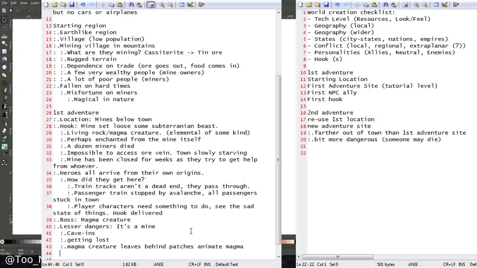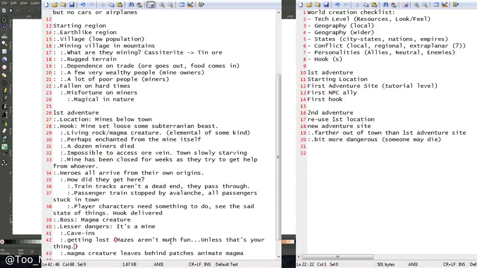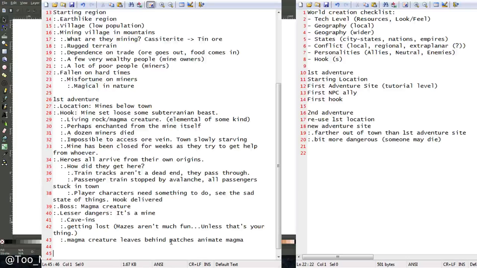Player characters are usually pretty good about not getting lost. If they've got a ranger or druid or someone who can figure out what direction north is, regardless, that's one thing. Or they can do the follow-the-right-wall trick to get their way through, something like that. This is actually a point. Mazes aren't much fun, unless you're especially into that. So we don't want getting lost to be too bad.